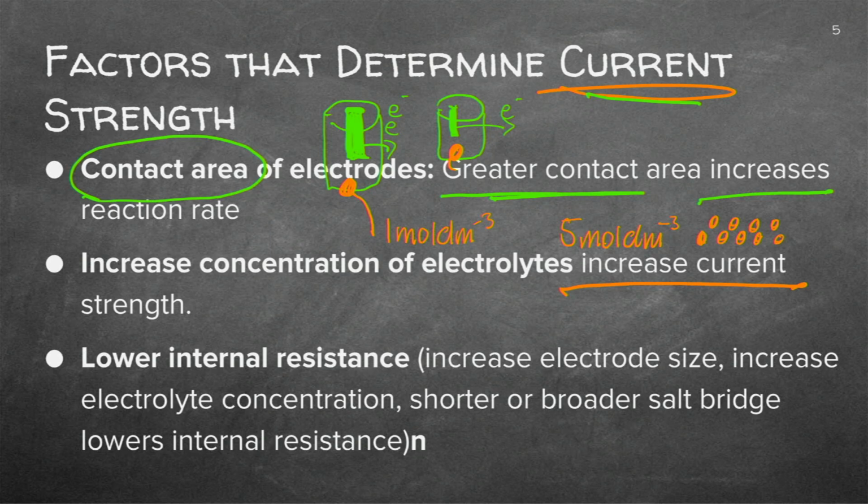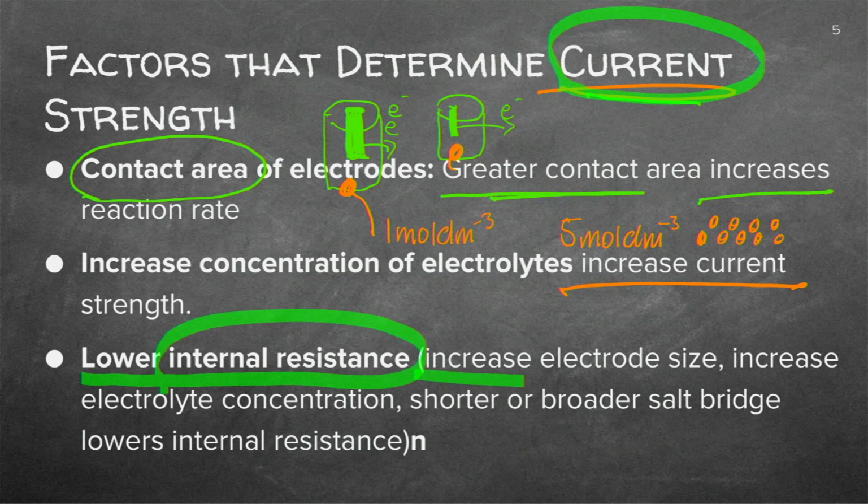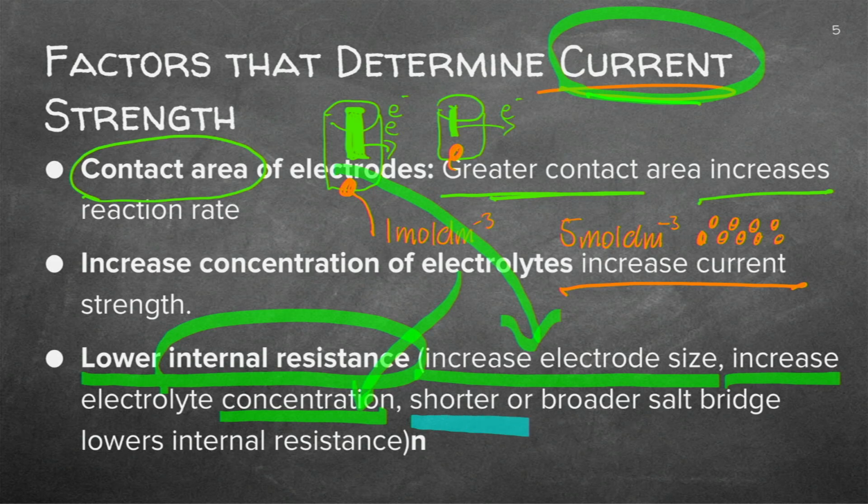And then finally, the resistance will also determine what the current will be. Exactly the same that we did in electricity. So we want to lower the internal resistance. How can we do it? We can increase the electrode size. We just did it up there. We can increase the concentration. We just explained it there. But we can also do one other thing, and we can lower the resistance with a broader salt bridge.